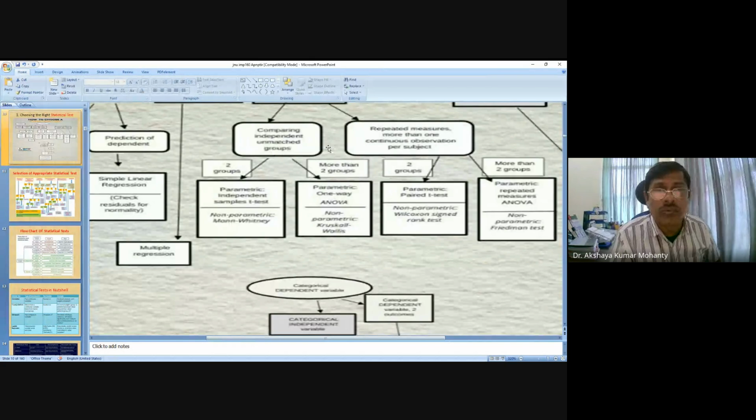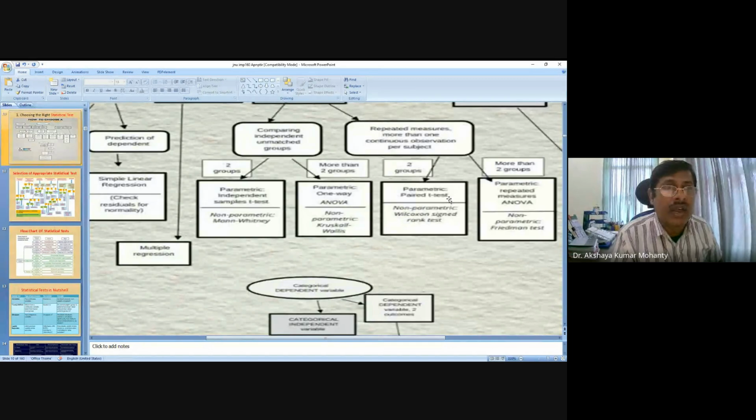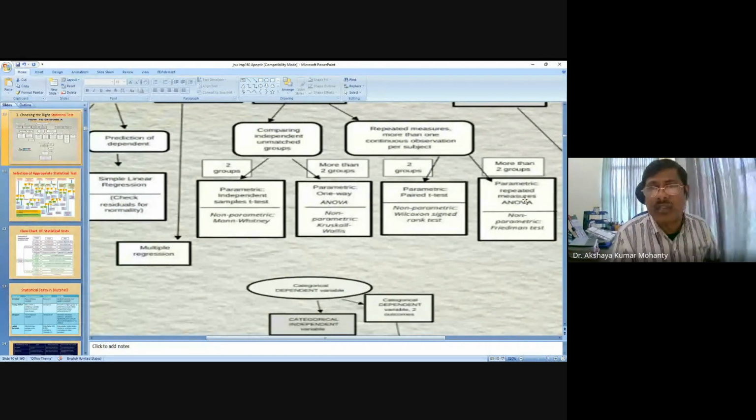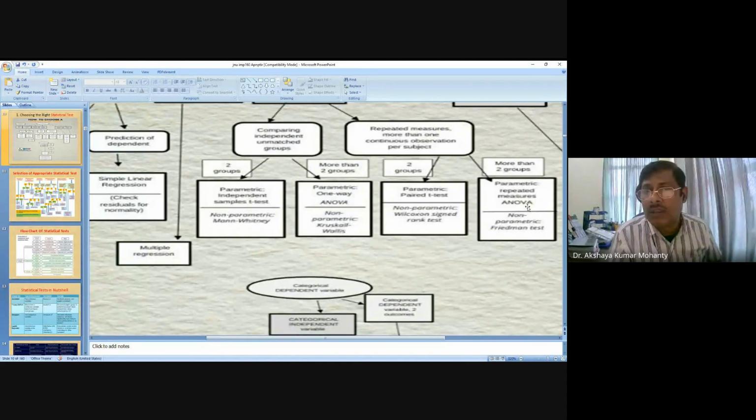This is an unmatched group. This is repeated measures, more than one continuous observation. Now it is a parametric paired t-test, isn't it? And if it is unmatched with more than two groups, it is one-way ANOVA. If it is two groups, it is only an independent sample test. And now you see, your question is here, repeated measures ANOVA. Am I right? Yes, sir.